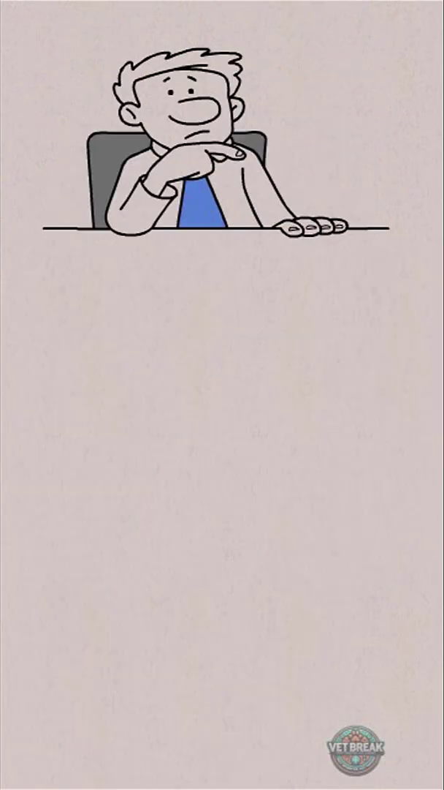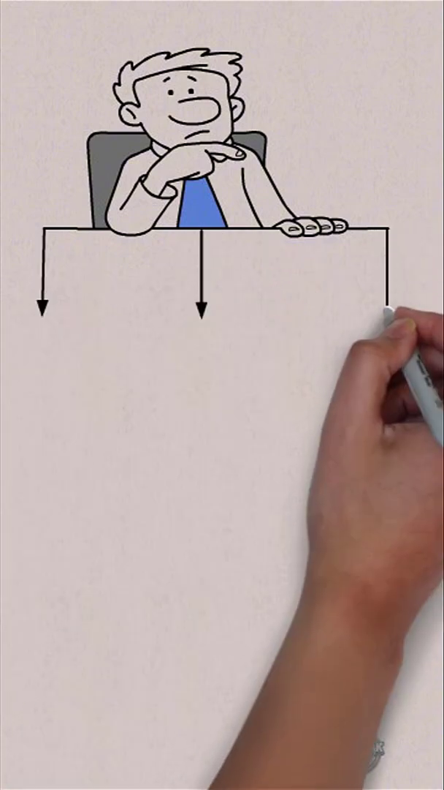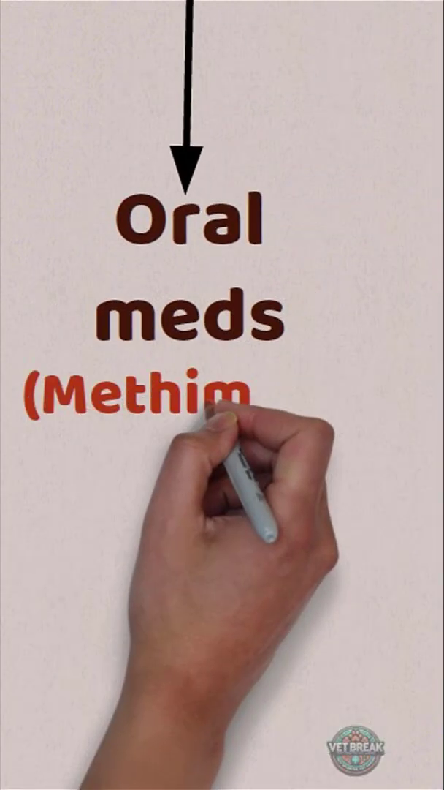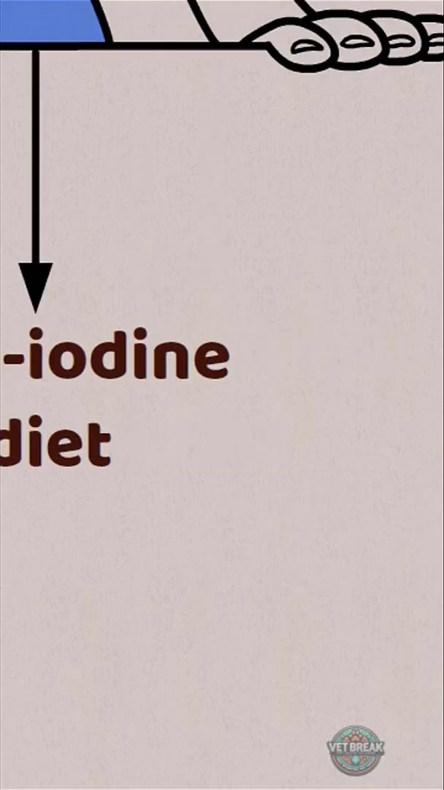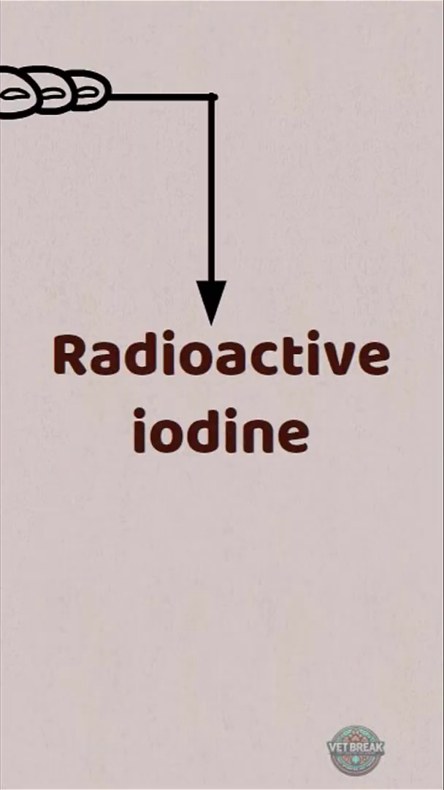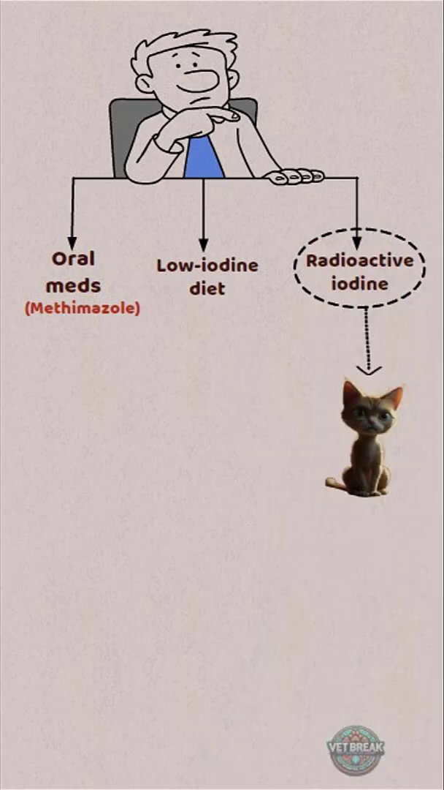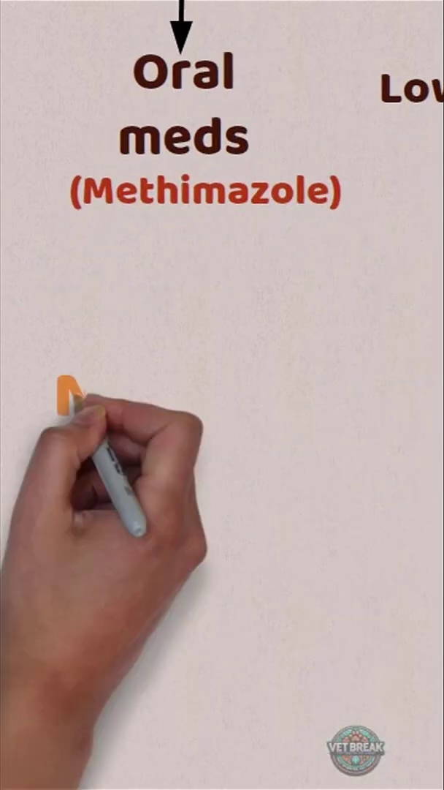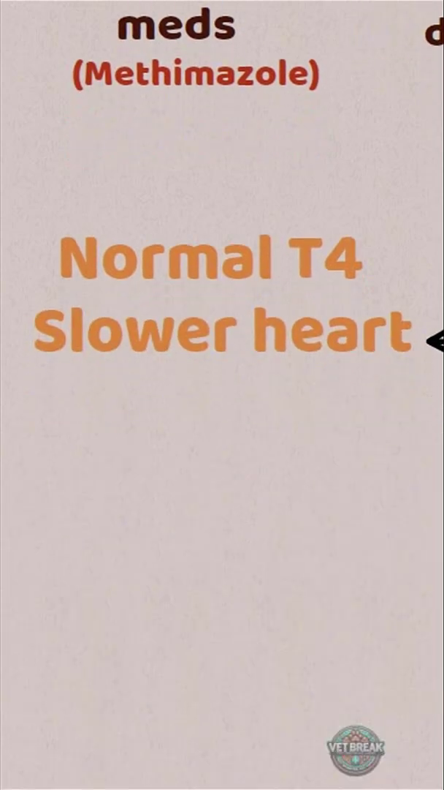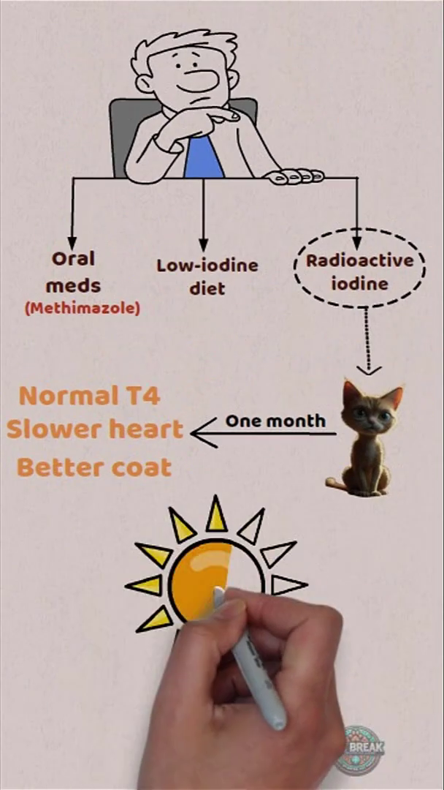Want to treat hyperthyroidism? You've got three main doors: oral meds, like methimazole, prescription low-iodine diet, or radioactive iodine, the closest we get to a cure. Whiskers went for radioactive iodine therapy. 1 month later, normal T4, slower heart, better coat, back to chasing sunbeams.